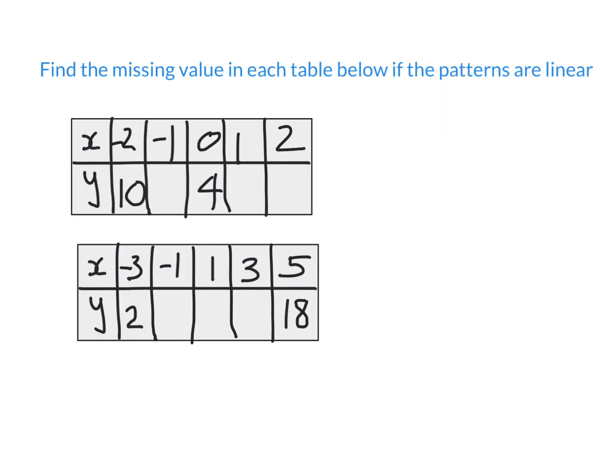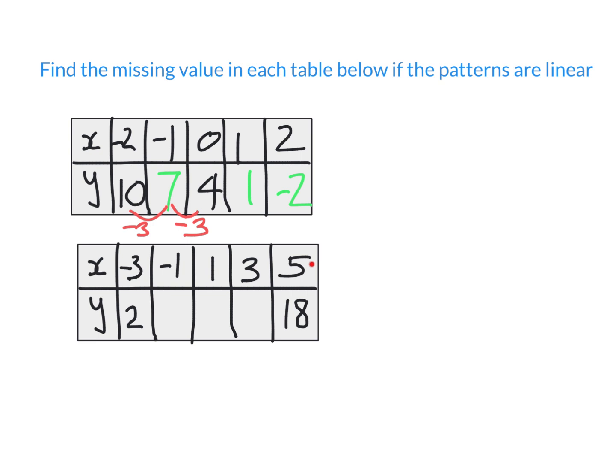Now we're going to find the missing value in each table if the pattern is linear. Because the patterns are linear, it means each time x is going up by 1, y is going up or down by the same amount. So -1 is halfway between 0 and 2. This number, if it's linear, has to be halfway between 4 and 10. Halfway between 4 and 10 is 7. So what's happening here is the y value is decreasing by 3 each time. So the next value will be 4 minus 3, which is 1, and then minus 3 again. This is a linear pattern.